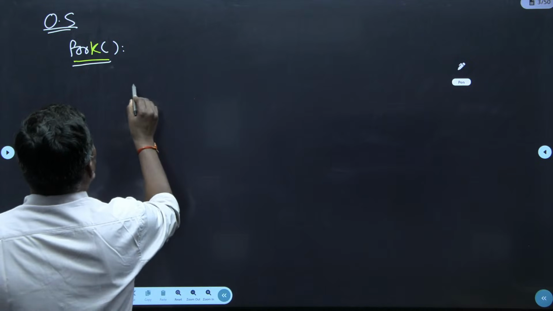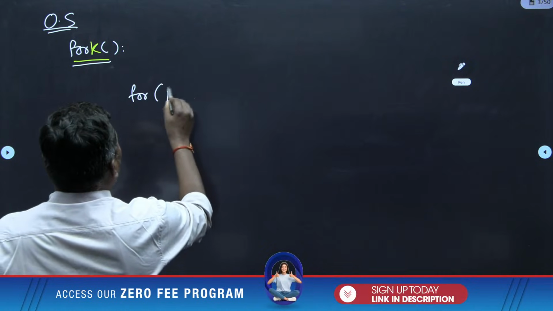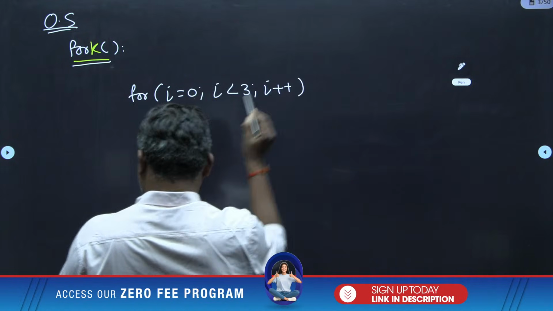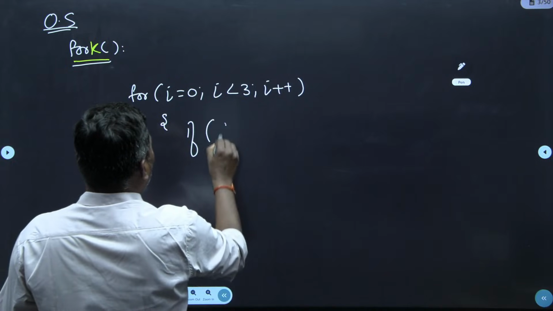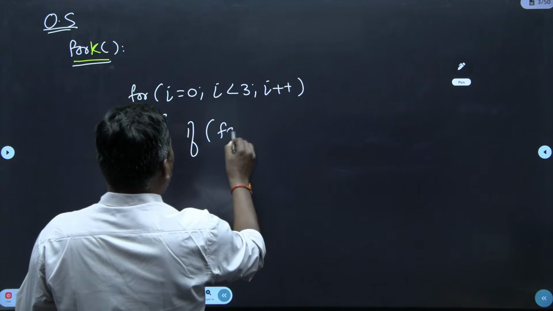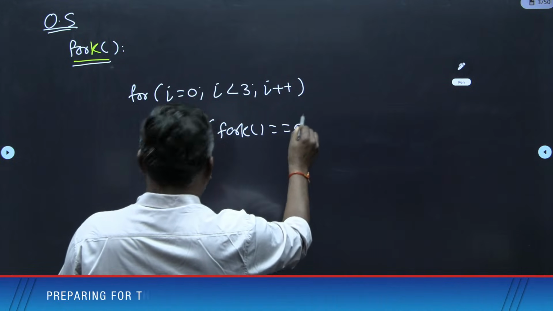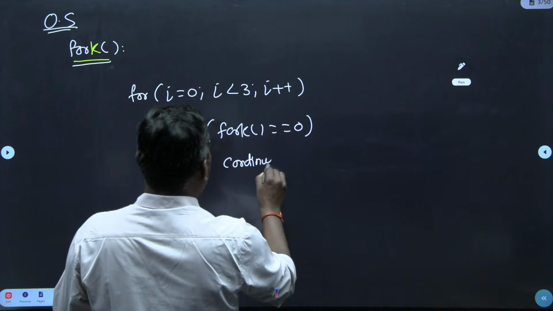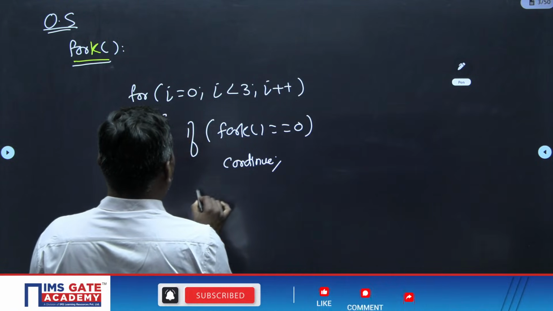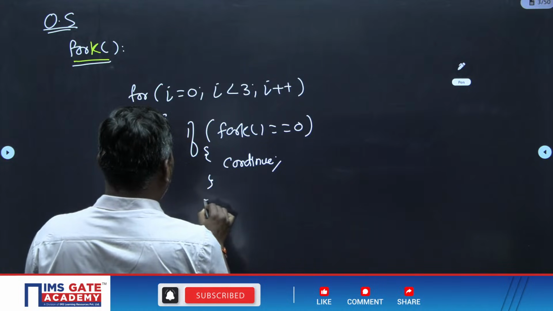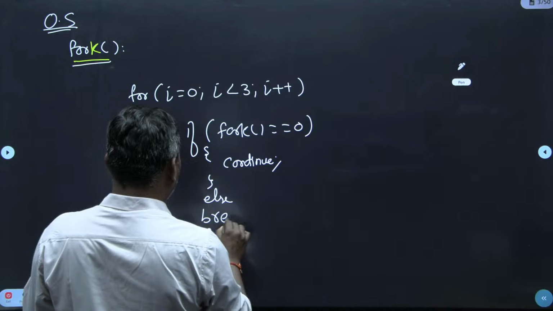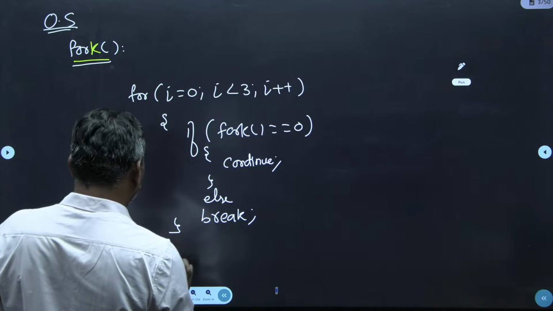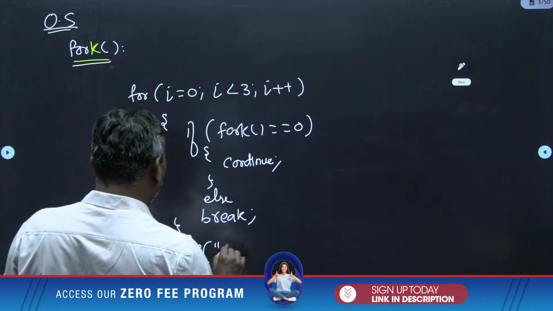The question is: for i equal to 0, i less than 3, i plus plus. Within that, if fork equal to 0, then continue, else break. Open and close braces, so the for loop is closed. After that, printf hello.